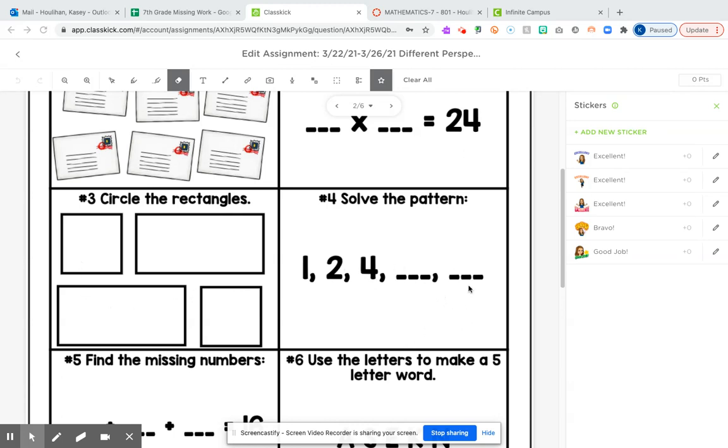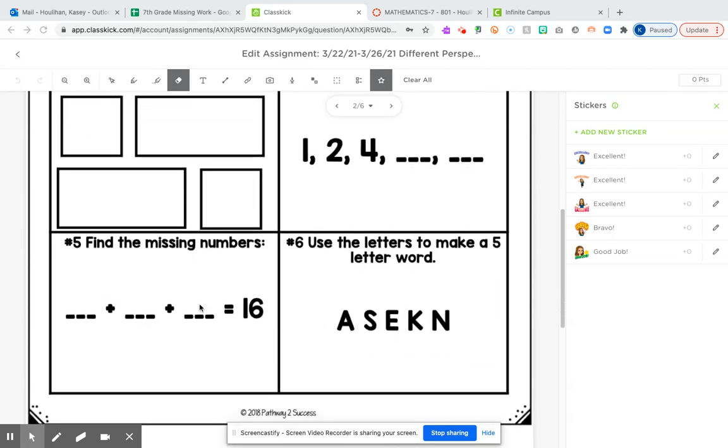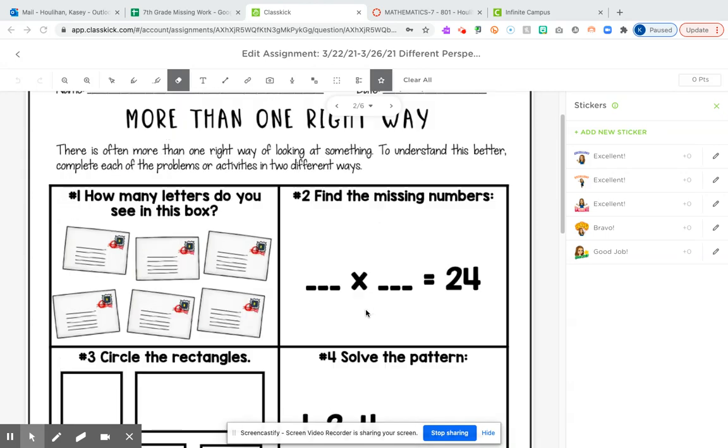You can solve the pattern two different ways. You can find the missing numbers in different ways. And you can make several different words out of these 5 letters. So make 2 words out of those 5 letters.